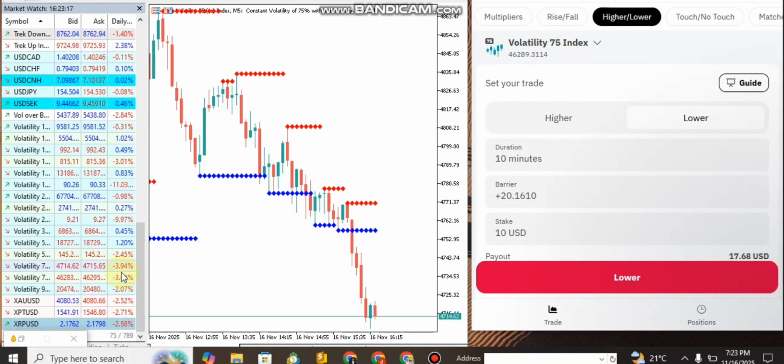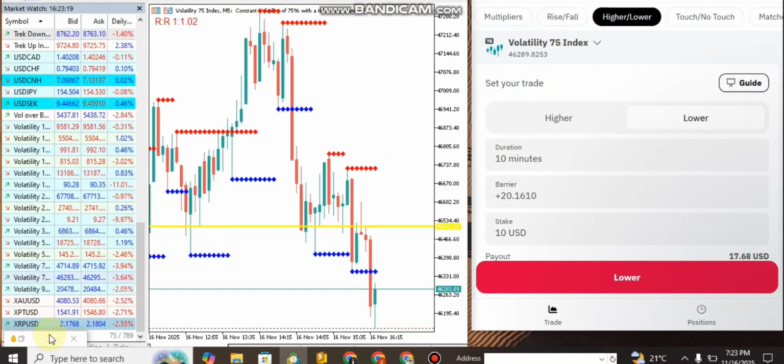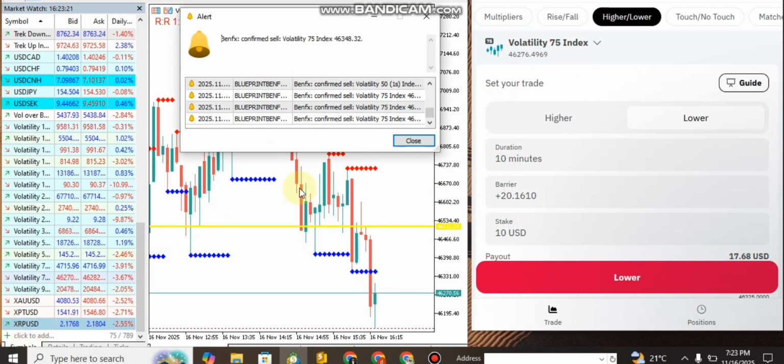I want to teach you a very simple higher and lower strategy that you can be using and make money profitably without needing even a bot. I've split my screen into two. One side I'm using the Blueprint software, and the other side on DTrader Deriv option trading.